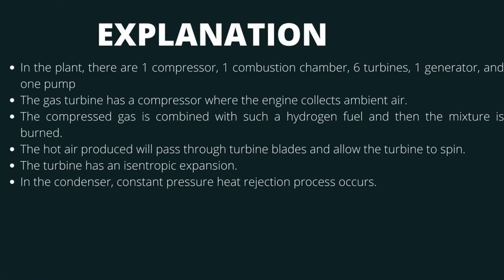So the explanation for our design is, in the plant there are one compressor, one combustion chamber, 6 turbines, one generator and one pump. The gas turbine has a compressor where the engine collects ambient air. The compressed gas is combined with hydrogen fuel and the mixture is burned. The hot air produced will pass through turbine blades and allow the turbine to spin. The turbine has an isentropic expansion. In the condenser, a constant pressure heat rejection process occurs.